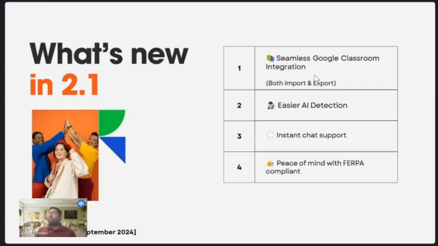We also have made it easier than ever to do AI detection for these essays. All you have to do is go through the feedback reports and click a simple button, and it will run AI detection for your essays. I'm going to show you how that's done in a minute here.